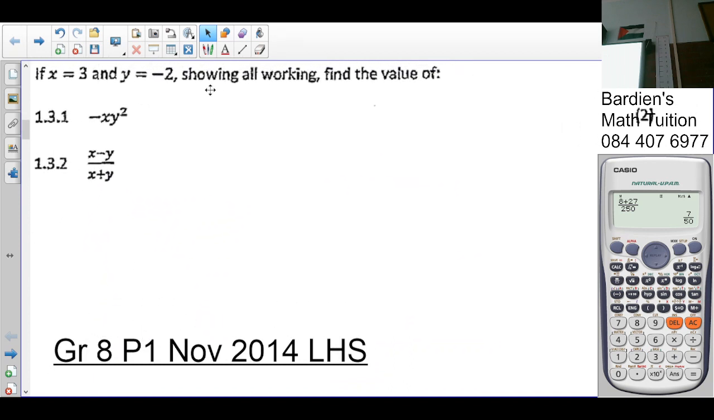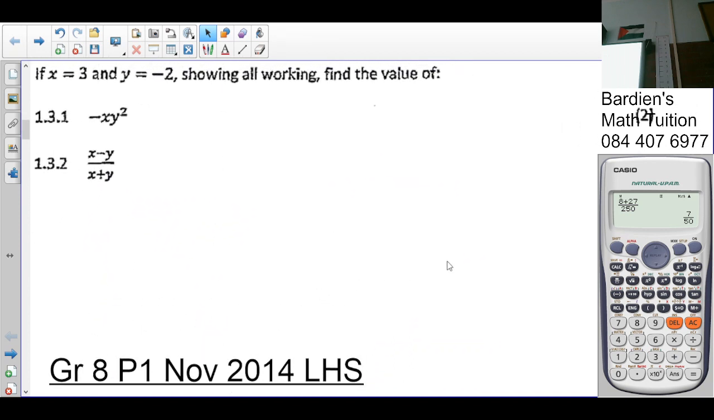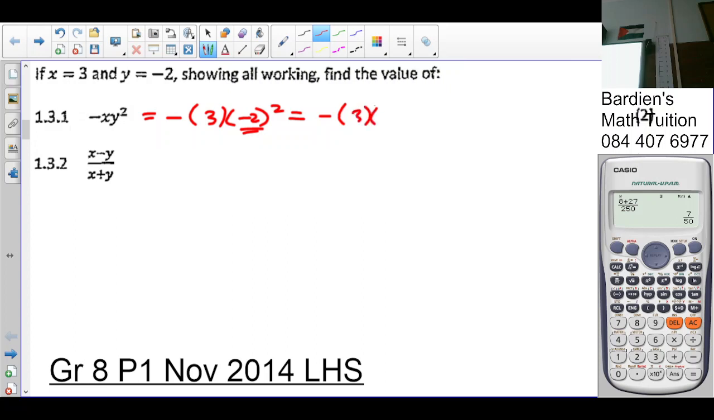Given in question 1.3, we are told that if x is equal to 3 and y is equal to negative 2, showing all calculations, find the value of. So we've got negative open brackets, x is 3 and y is negative 2 squared. So of course we need to apply the square first. So it's going to be negative open brackets 3 times negative 2 squared. What's negative 2 squared? It's negative 2 times negative 2, which is positive 4. So negative times positive is negative. 3 times 4 is 12.